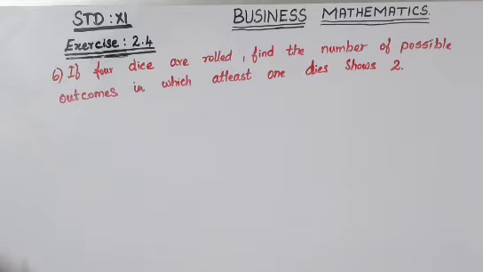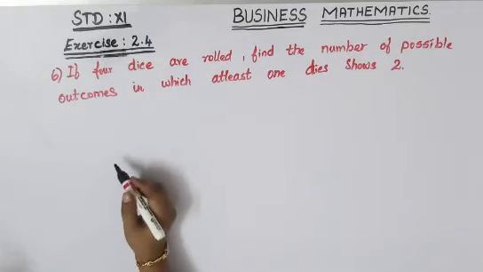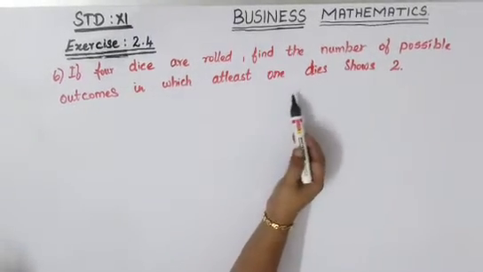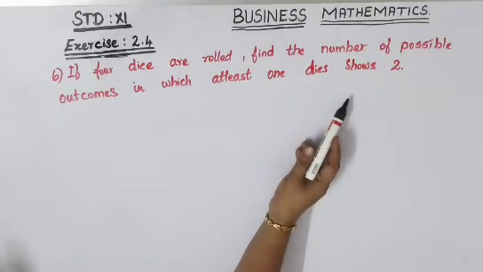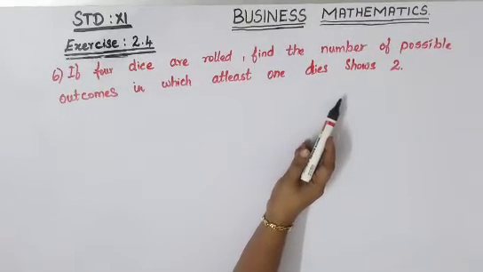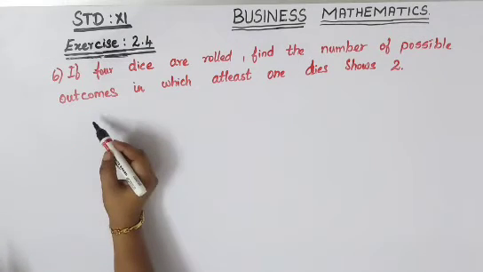Standard 11th Business Mathematics, Exercise 2.4, 6th question. If 4 dice are rolled, find the number of possible outcomes in which at least 1 dice shows 2. So we'll go for the contradiction method. Here straight away you won't be able to find how many dice show 2, because only after rolling your die you know what is going to come over there.